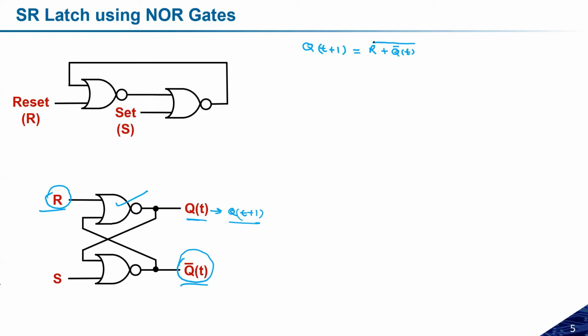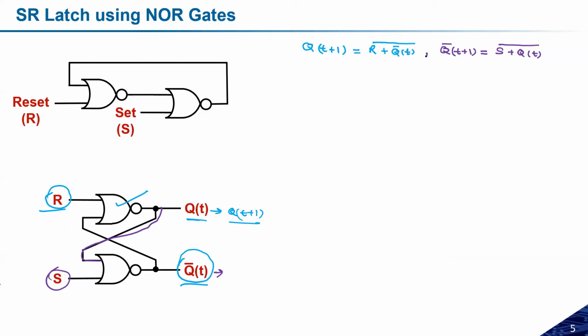Similarly, to calculate the second one, Q(t+1) complement, I want to calculate it from here. One input is S and the other input is Q(t), so I can write (S + Q(t) complement) whole bar. These two are the equations for Q(t+1) and Q(t+1) complement.